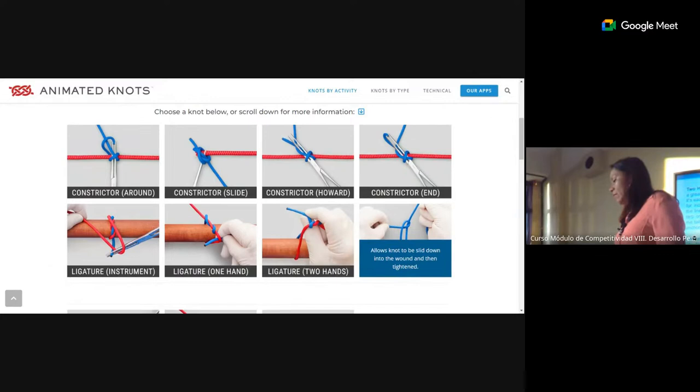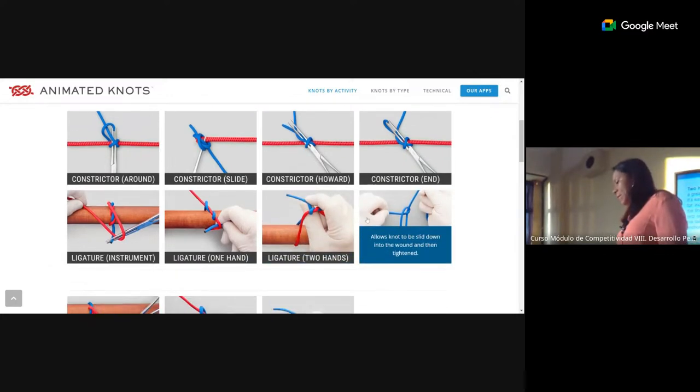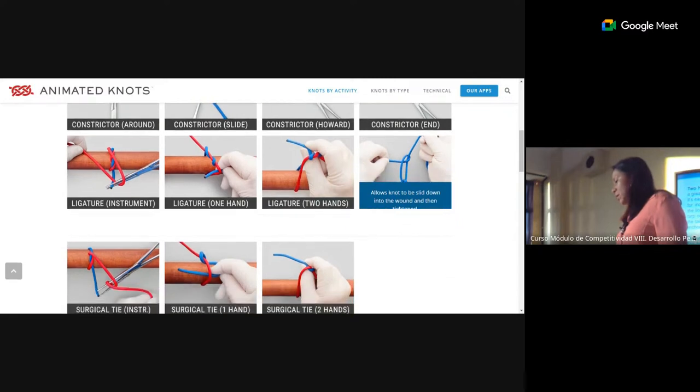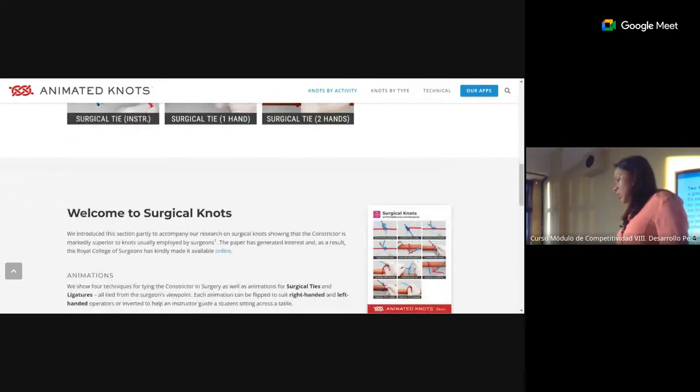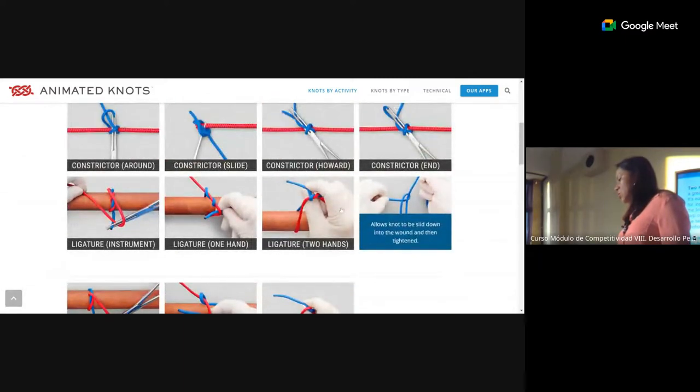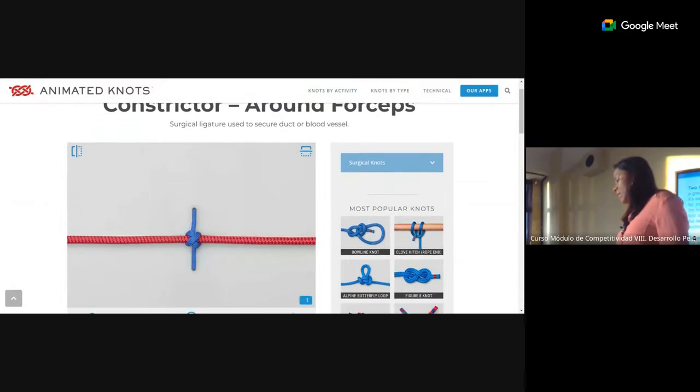So in this case, we have the constrictor, round, ligature, slip. You will find a lot. So let's choose, okay, let's go to the first one. The same, right, in here?